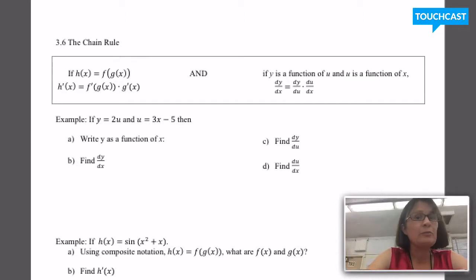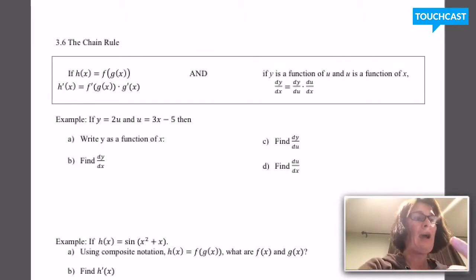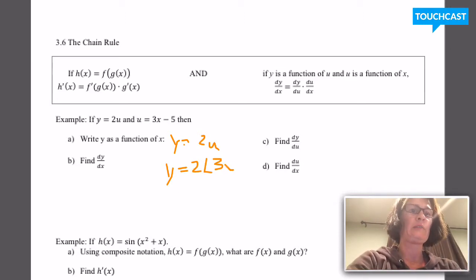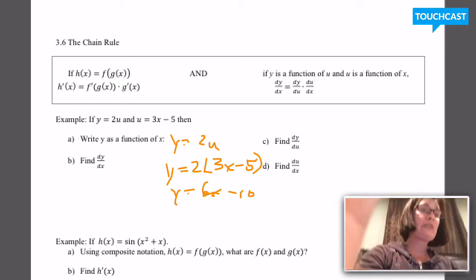So here's an example. What if I have a function y is equal to 2u? So whatever u is, multiplied by 2, and that's what y is. And I know also that u happens to equal 3x minus 5. I could write y as a function of x. So I know y equals 2u, but I know what u equals. I know y equals 2 times, instead of u I can write 3x minus 5, and I have a new function, y is 6x minus 10. So that's one way I could do this.